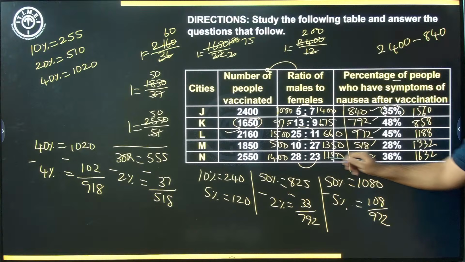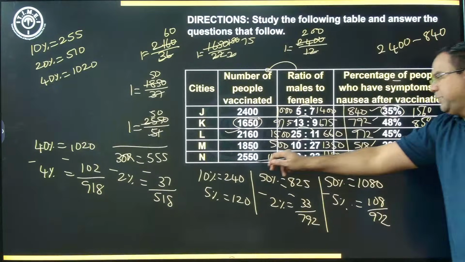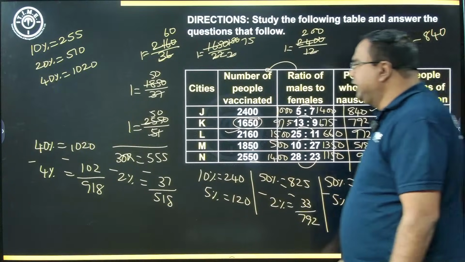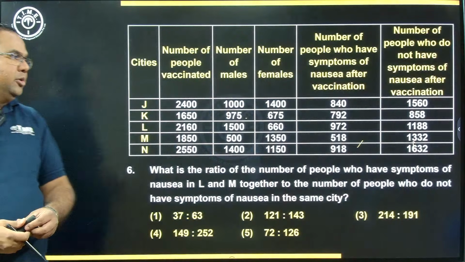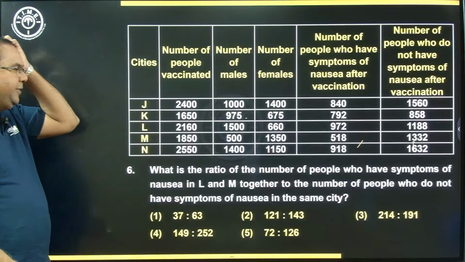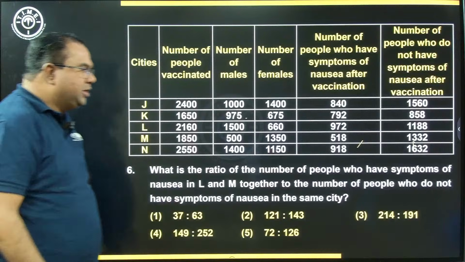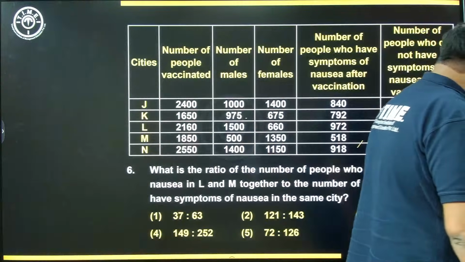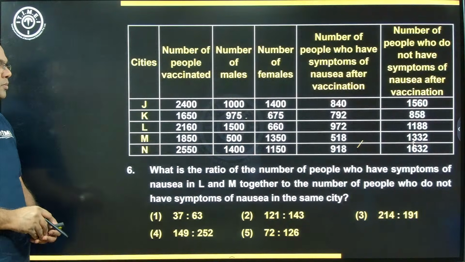You got the point? 900 if I am subtracting from 1650, then I have to subtract another 18. So 1632. So I got all the values here. Once I get all the values, you can answer the questions easily. All of you try the first question. I am waiting. Has anybody answered? Nobody. Okay. Try the first question.